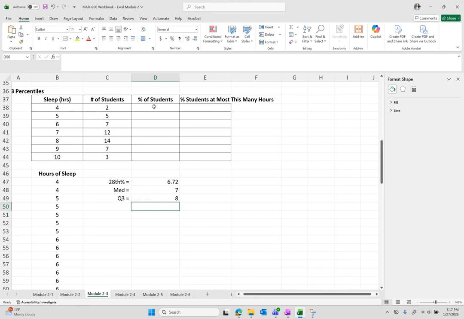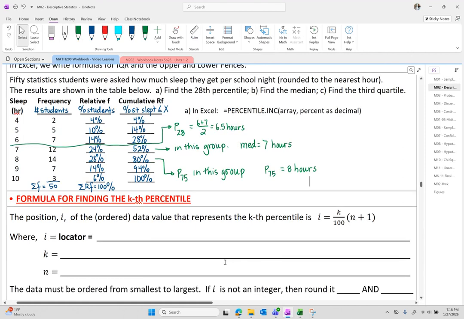Of course, I could have also done the math here in Excel to find the percent of students and the cumulative relative frequency. This is part of your project, so you can watch the videos on how to do that for the project videos. Let's go back.